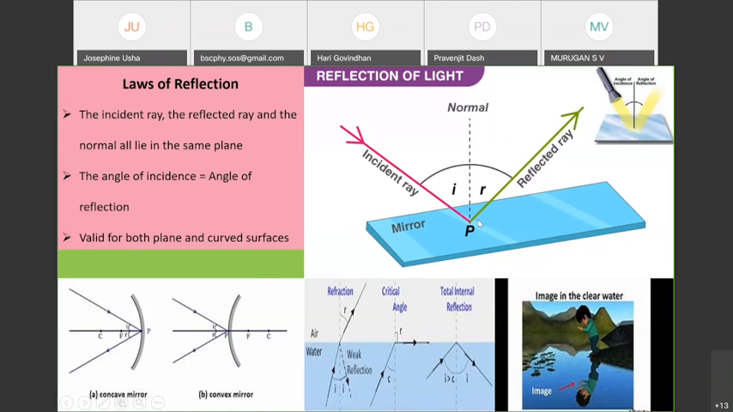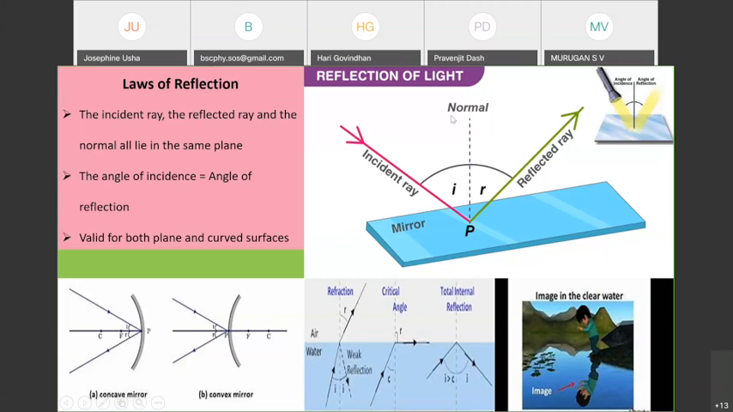Right, so you just draw the normal in between. So this angle, that is the angle between the normal and the incident ray, is called angle of incidence. Similarly, the angle between the normal and the reflected ray is called angle of reflection. So don't confuse it with refraction, right? Both will be equal. So that is the first law of reflection: angle of incidence equals angle of reflection. Then the second law is that the incident ray, the reflected ray, and the normal all lie in the same plane.